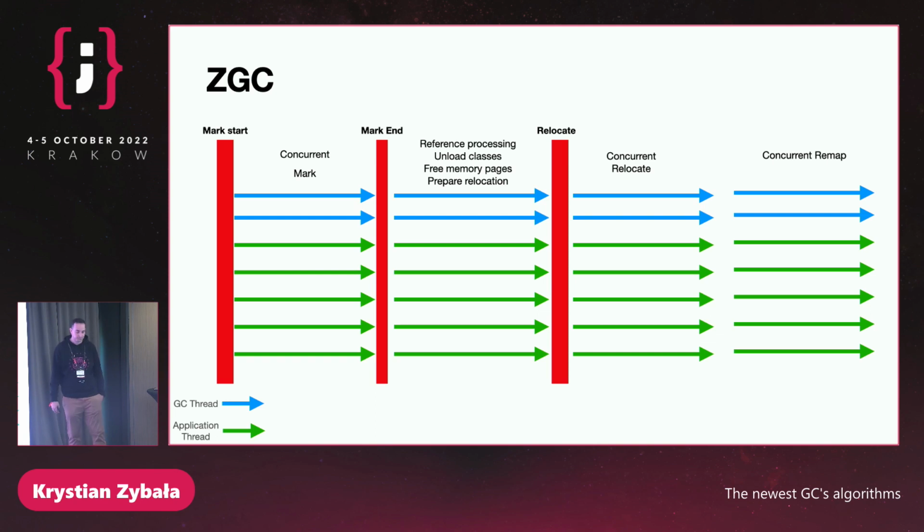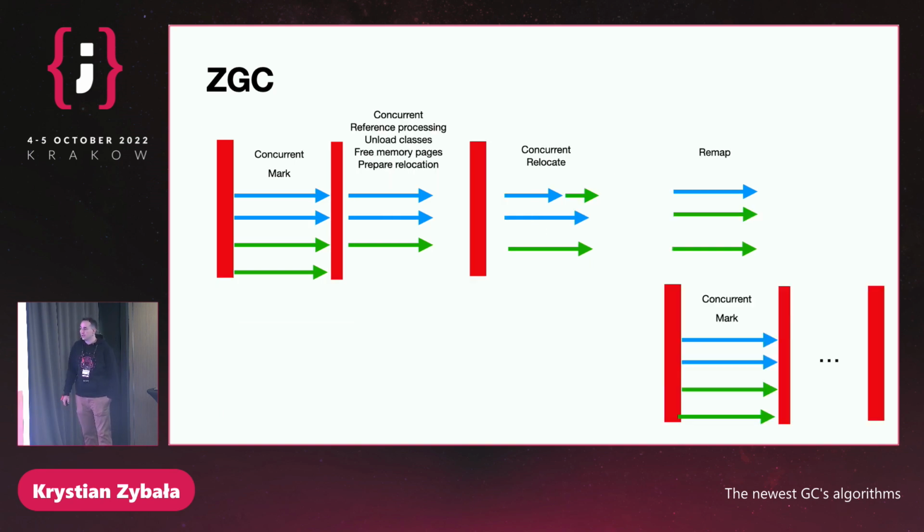It means that maybe an application thread, maybe a garbage collector thread, concurrently relocates objects to the new location, and after that we have the concurrent remap. But what is more important, there is no pause for that. Of course, ZGC also has some improvements. Some of the GC phases can be skipped to the next GC cycle. But what is more important, some of the remap can be concurrently executed with concurrent mark.